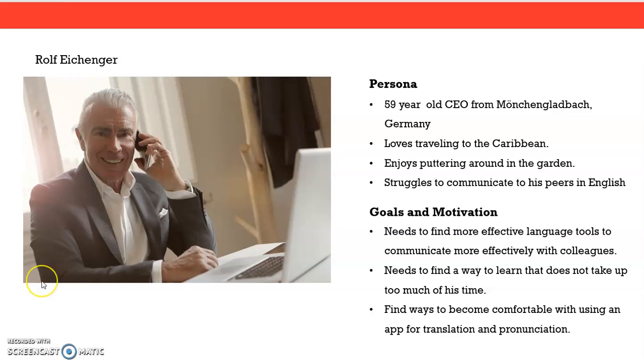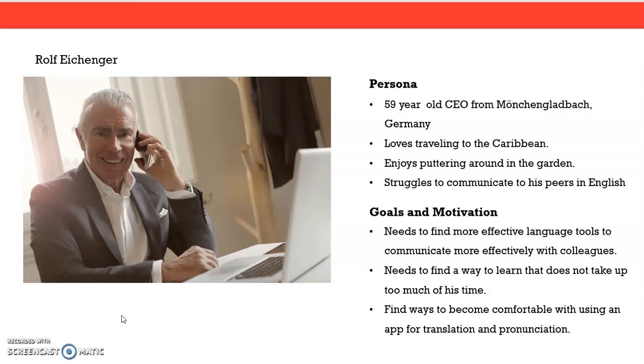I am here to speak to you about the USA UK Language Learning app. This is Rolf Eischinger, a 59-year-old CEO from Mönchengladbach, Germany, who loves traveling to the Caribbean, and he also enjoys puttering around his garden. However, he struggles to communicate with his peers in English.